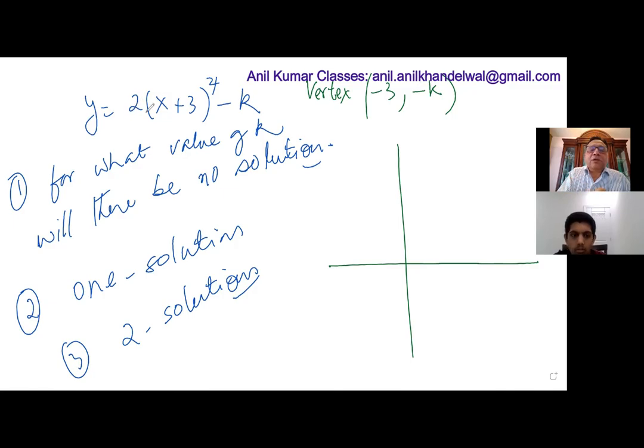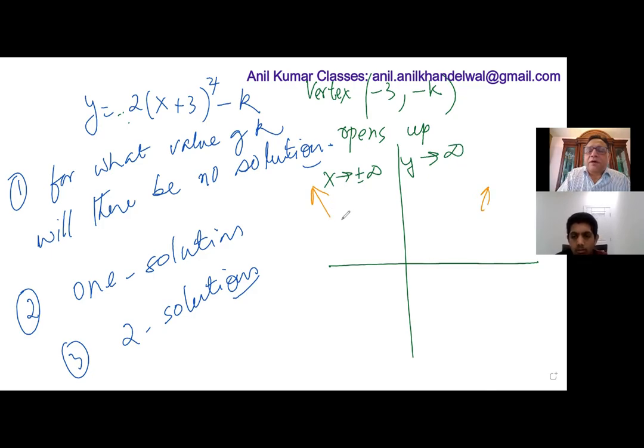And this parabola is opening up because this is positive, right? Or the quartic function opens up, right? That is the end behavior. When x approaches positive or negative infinity, y approaches positive infinity, right? Because the leading coefficient is positive, so it's going upwards.